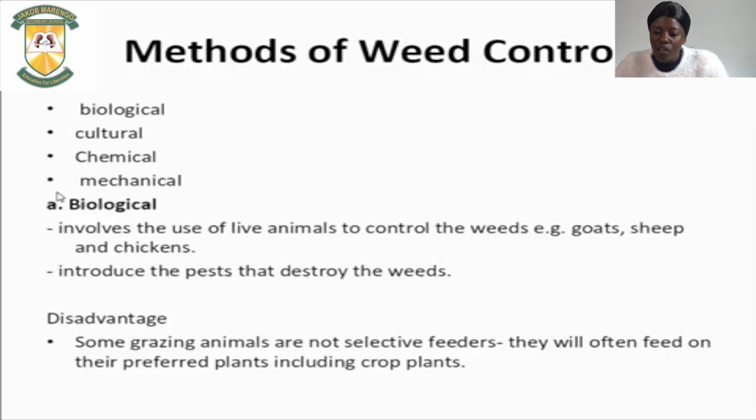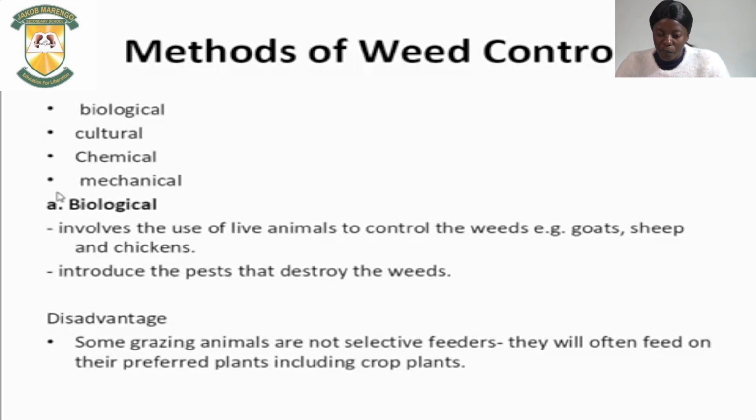We have the methods of weed control. These methods are four: biological, cultural, chemical, and mechanical. Now we are going to look at the biological method. This involves the use of animals to control the weeds, for example, goats, sheep, and chickens.